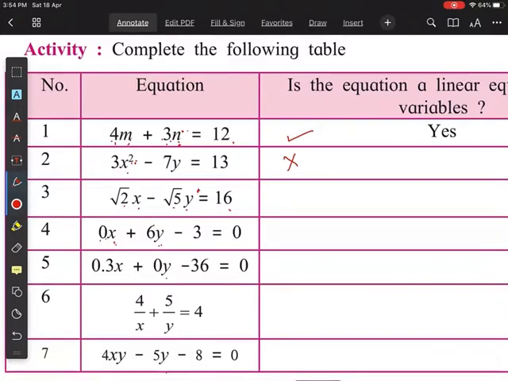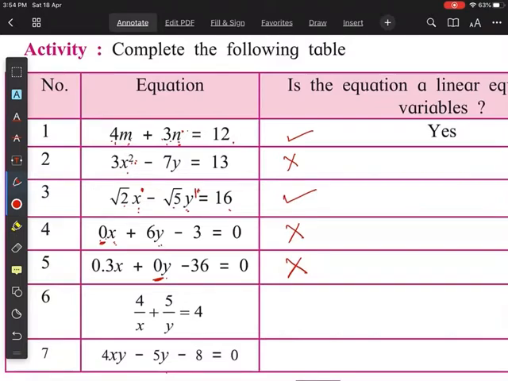Here in the third equation, x and y are the variables having index 1, therefore it is a linear equation in two variables. Here, if we find the coefficient is 0, therefore it is not a linear equation in two variables. Here the coefficient is 0, therefore it is not a linear equation in two variables.